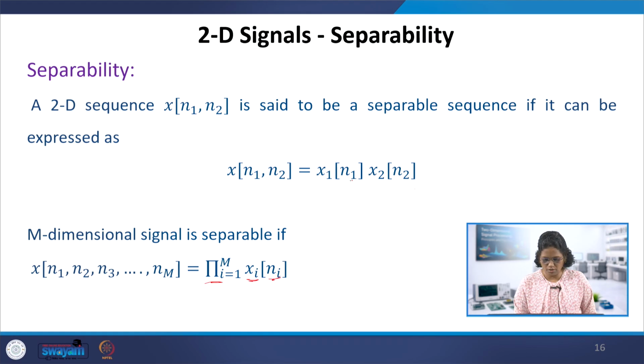So, this is x1(n1) and x2(n2), which can be represented in terms of x1 of n1 times x2 of n2. If a signal x of n1 comma n2, or any number of dimensions, can be expressed as a product of functions of each argument, then the sequence is separable. So, this is the concept of separability.